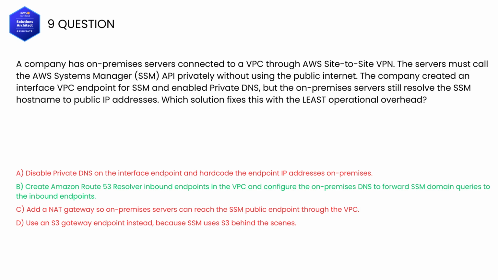The C option is incorrect because this routes to a public endpoint and doesn't meet the requirement to avoid the public internet. It also increases cost and adds unnecessary exposure.